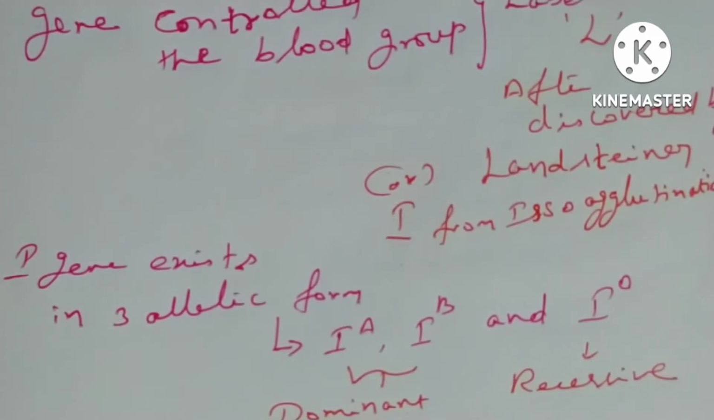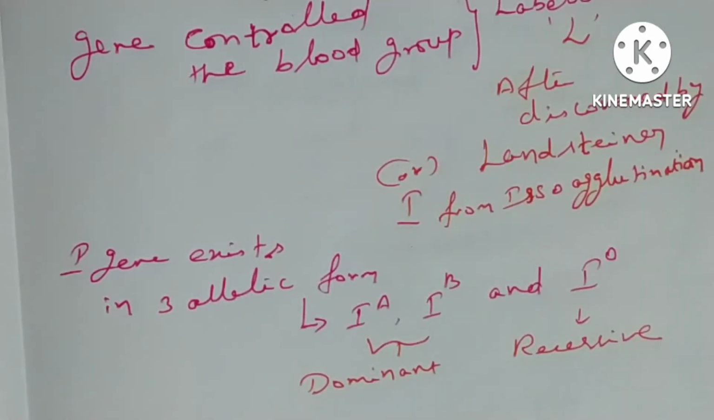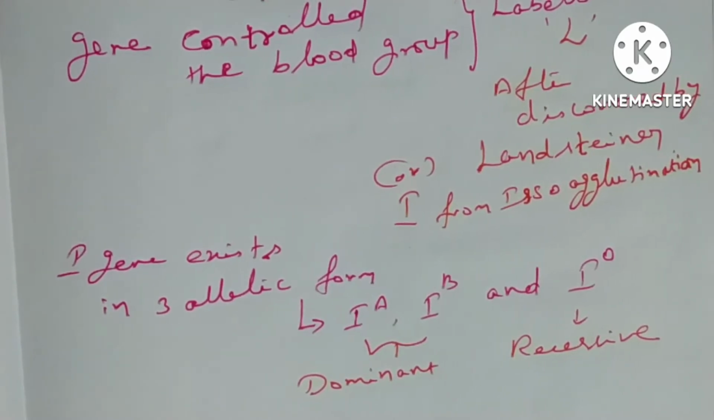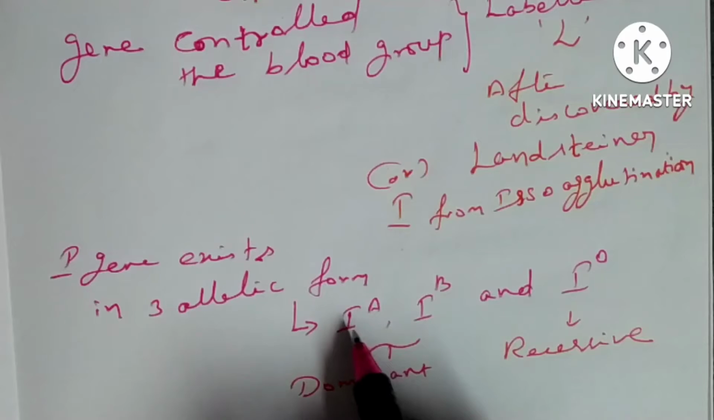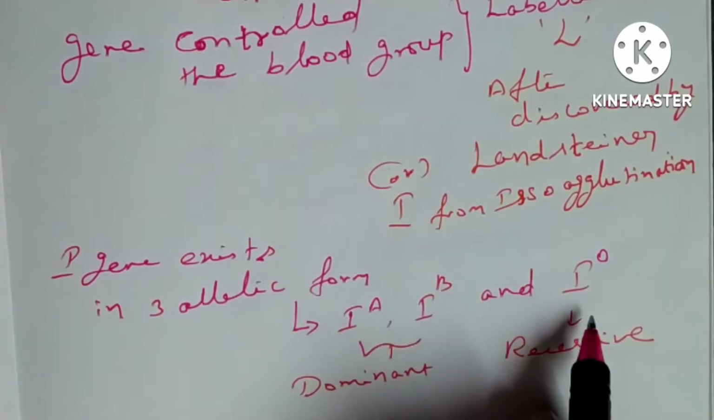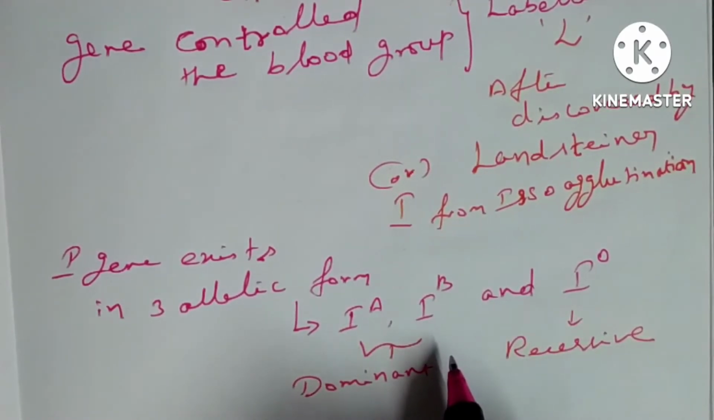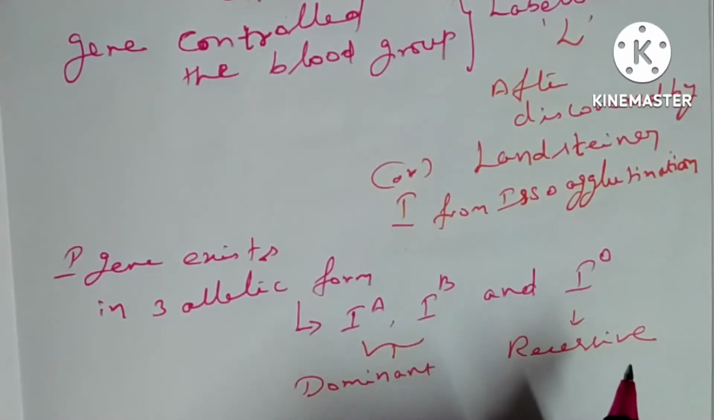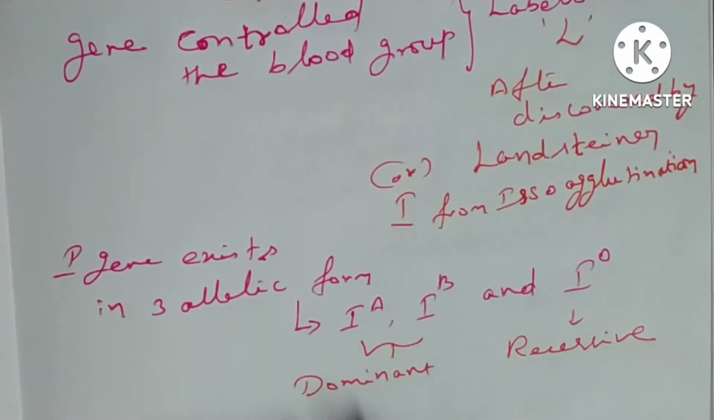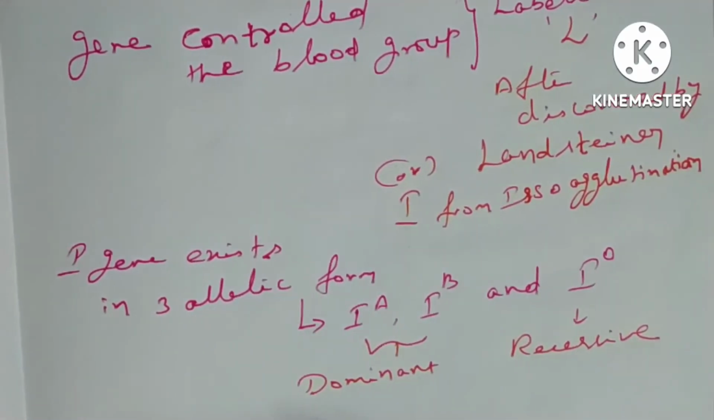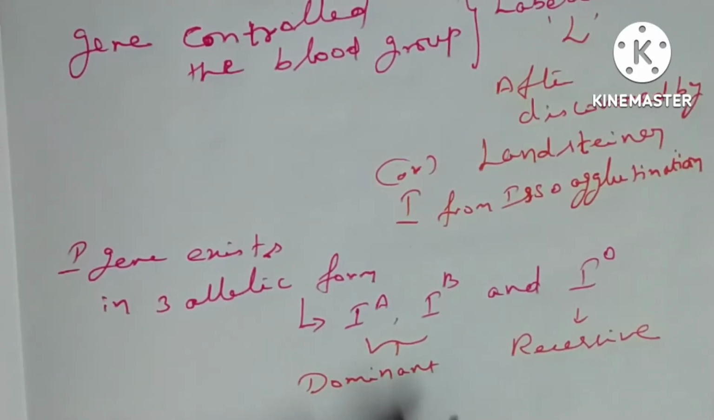Let us see what are the possible combinations an individual can have out of these three alleles, IA, IB and IO. Usually every individual can have only two alleles. Let us see the combinations.